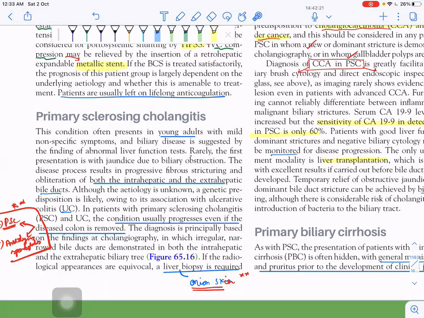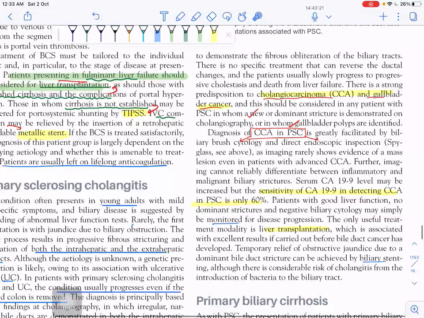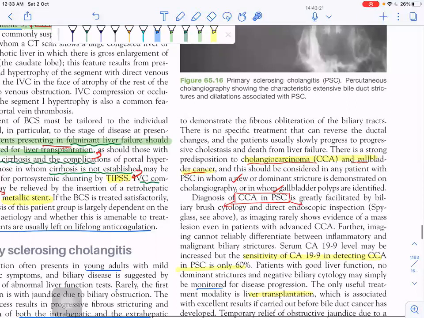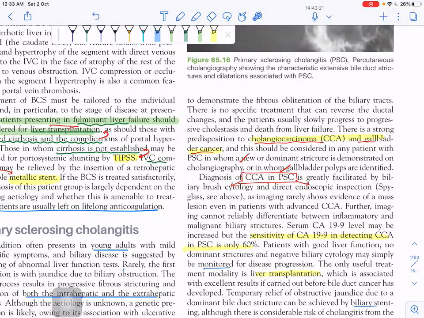Just remember, liver biopsy is required, which shows an onion skin appearance in PSC. PSC is more prone to cholangiocarcinoma and gallbladder carcinoma. Cholangiocarcinoma is more commonly seen in those in whom a new or dominant stricture is demonstrated on cholangiography, or in whom gallbladder polyps are identified. They are more prone.